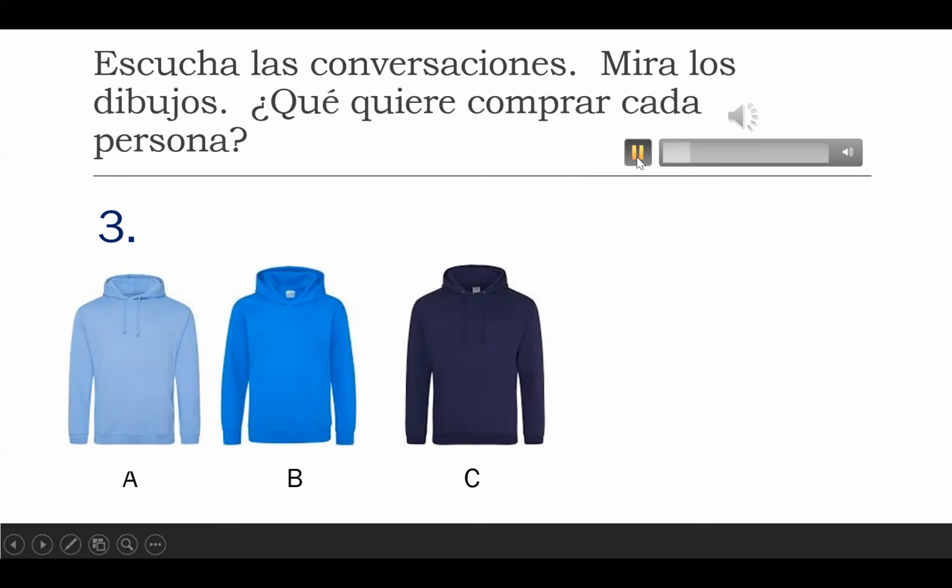¿Te gustan las sudaderas? Me gusta esta. ¿Cuál? La más oscura. ¿Vas a probártela? No sé.